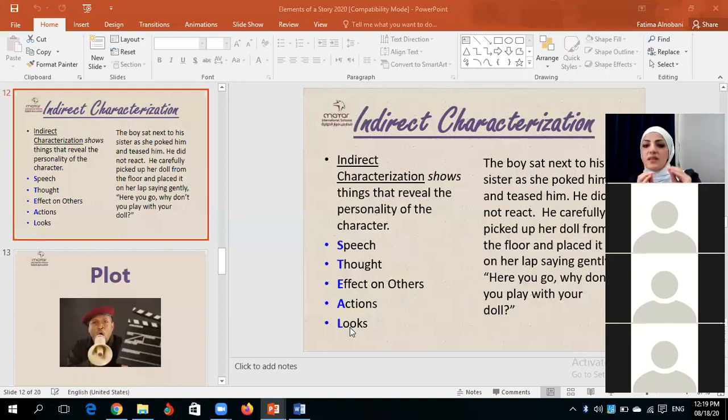What kind of a person is this boy? Now the author did not say. The author absolutely did not say. What kind of a person is that boy? Is he an angry person? No, he likes to help others. He's kind. He's patient. Jana and Rand, what kind of person is this boy?